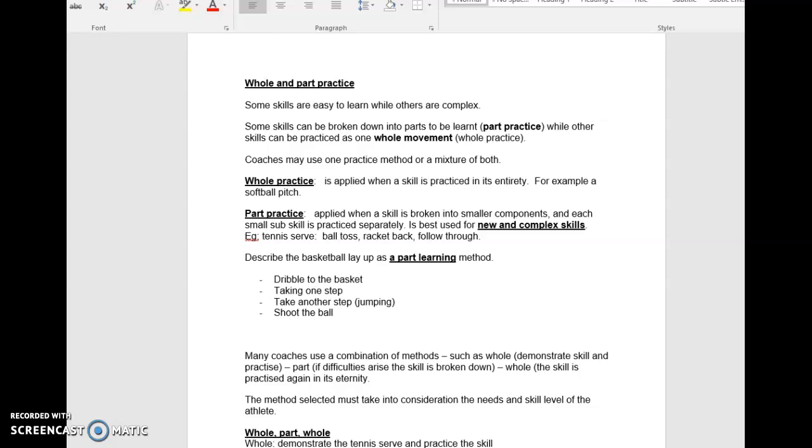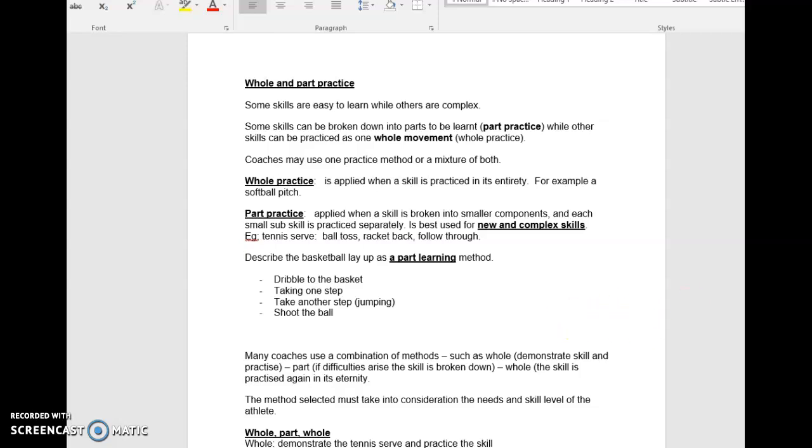A tennis serve can be another great example because there are lots of components to that skill, such as the ball toss, the racket back, and then the follow through. The difference from whole practice to part practice is whole practice is applied when a skill is practiced in its entirety. And that's when the skill might be easier to practice and it can be done in its entirety. The example that you've got in your notes is a softball pitch.